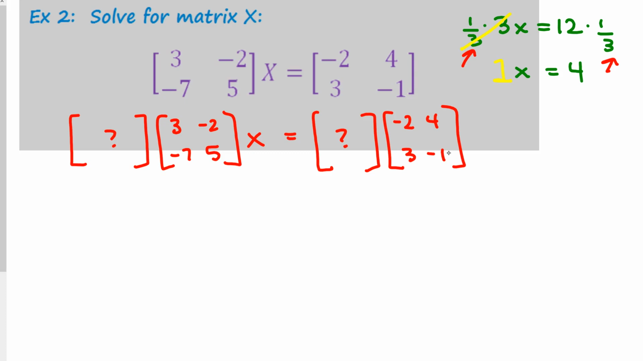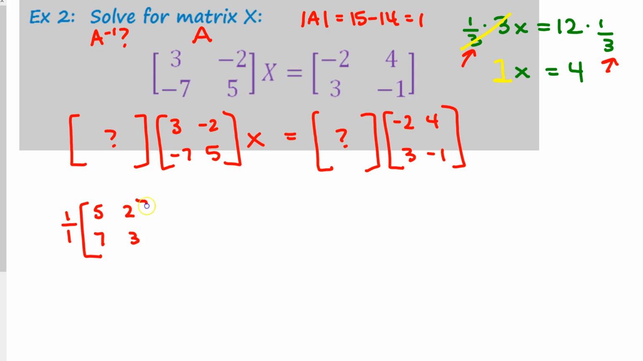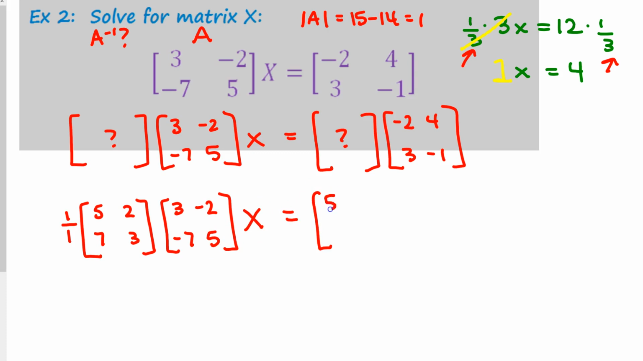So let's go ahead and find that inverse. Let's say this is called A. Let's find A inverse. Okay, so let's find the determinant of A. That would be 15 minus 14, so that would be 1. Okay, that's nice. We have 1 over 1 on the outside. That's lucky. Then we switch the places of the 5 and the 3. We take the opposite of the 2 and the 7. That's our inverse matrix. So that's going to go on both sides.